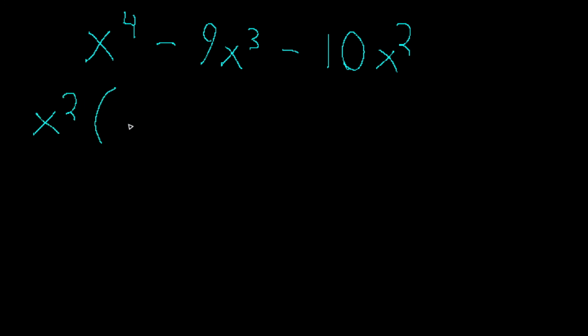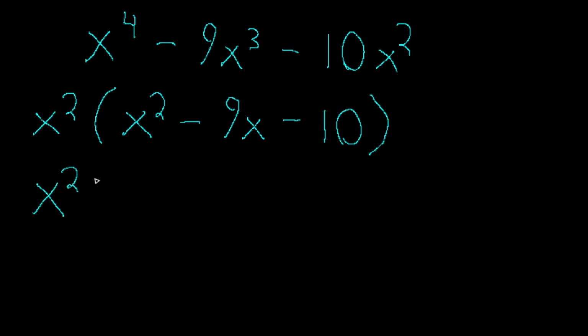And it's going to be x squared times x squared to give us that x to the 4 up there, minus 9x minus 10. Now I drop the x squared, and I set up my brackets. Now I need my x's in the front here to get us back our x squared.